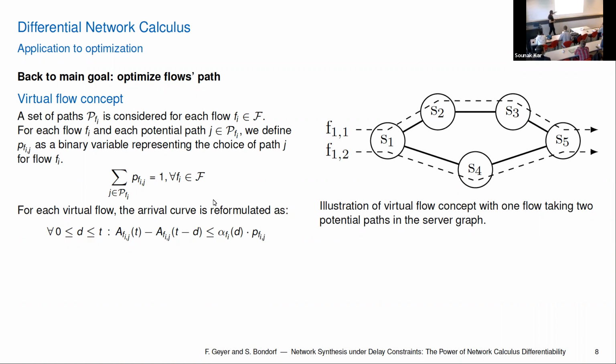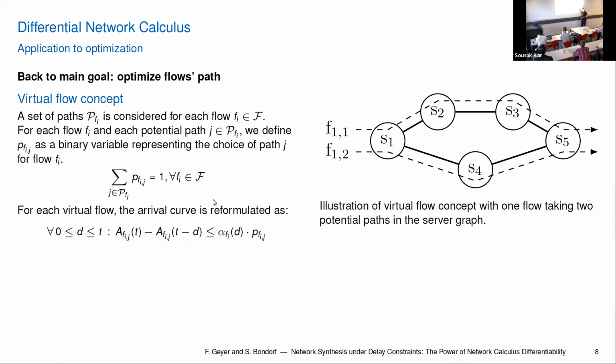How we do that is by a new variable, the PFIJ. This is simply, for each potential path, for each flow, a binary variable. And the sum of all binary variables for these flows should be 1. Therefore, only one path is taken into account. This is then used to get the arrival curve of the path. A path not taken means this is 0 times 0, and the arrival curve is gone. Then we can differentiate after these parameters. The problem now is, this is a nonlinear program with mixed integer mixed in.